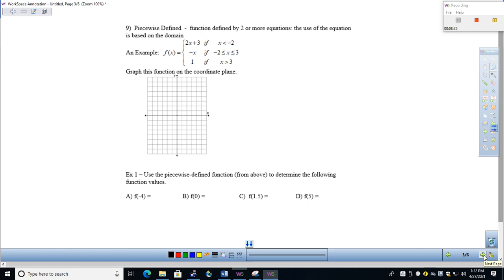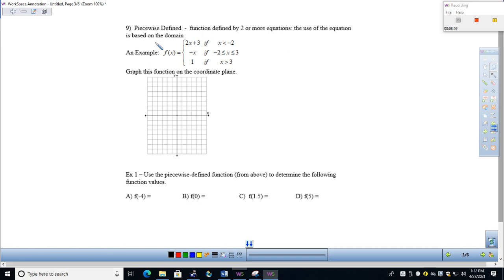So what I want to do is spend some time looking graphically and algebraically at what is called a piecewise defined function, and that's what you see here on the second page. And then when we hit the third page, and yes, there is a third page, we'll do a really good application and try to put all our conceptual understanding together in one big, massive problem there. Okay, so a couple things that we're going to take a look at here. So it is called a piecewise defined function. And as it states, it is a function defined by two or more equations. And the use of the equation is based on the domain.